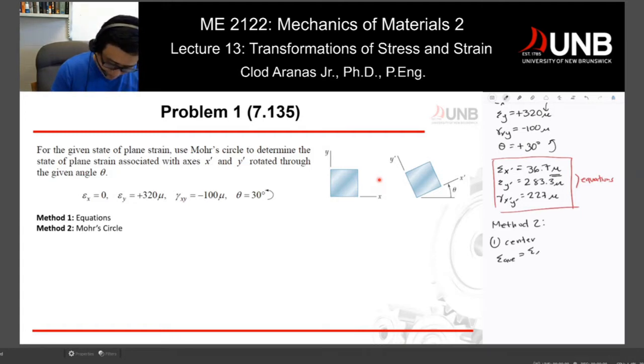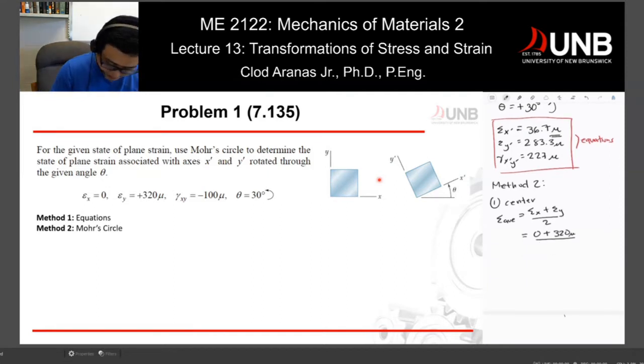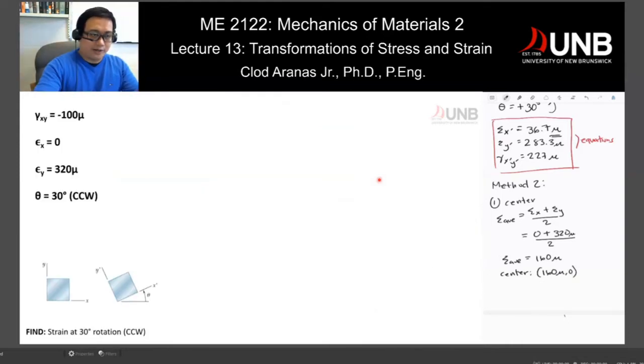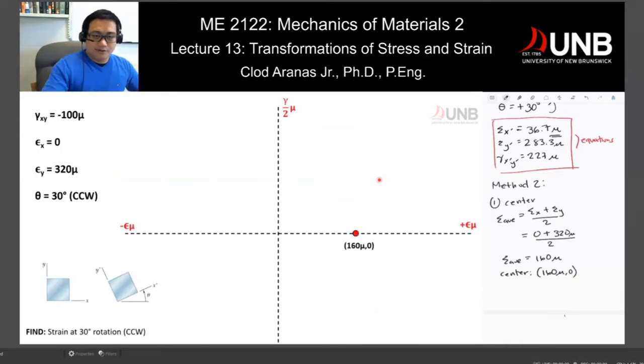So you have x plus y divided by 2, and that would give you 0 plus 320 times 10 raised to negative 6 divided by 2, and that should give you a value of 160. Now, the center of your circle will be 160, 0. And if we're going to plot it right here, that would be the center of our circle.